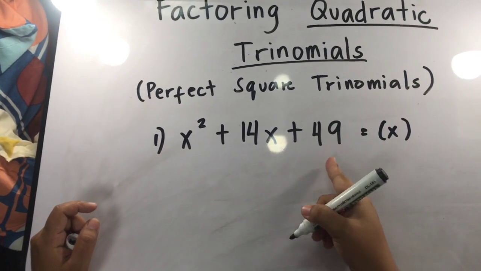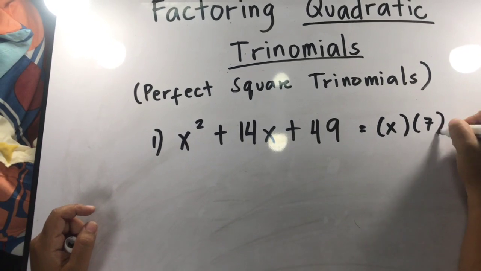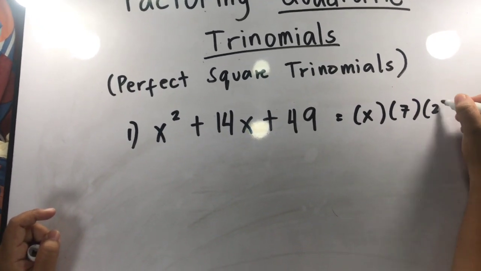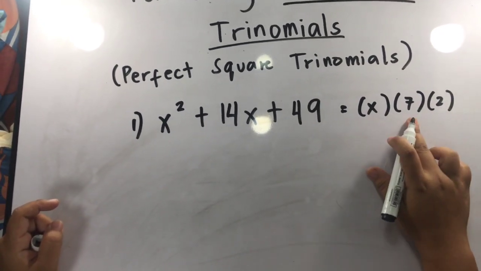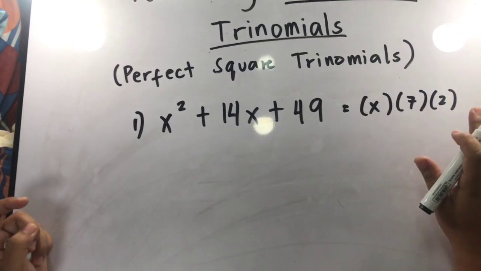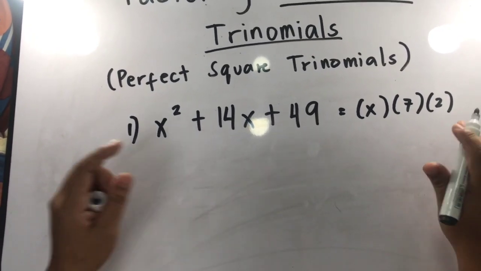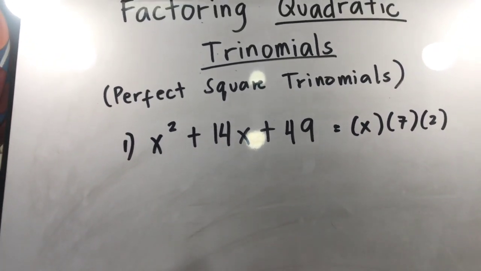Square root of the last term, so the square root of 49 is 7. Then don't forget to multiply them by 2. So x times 7 is 7x, and 7x times 2 is 14x. Since we get the middle term, it is a perfect square trinomial.